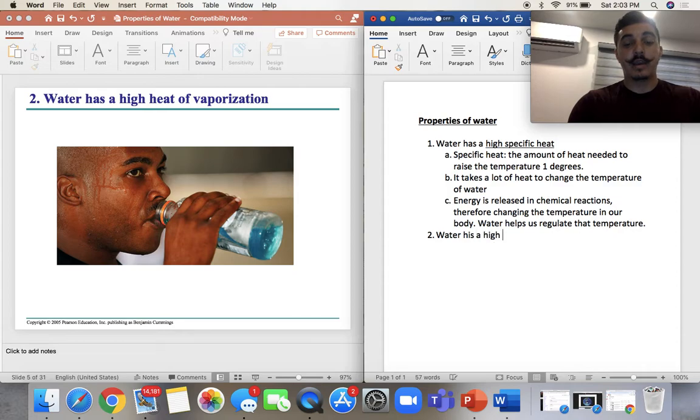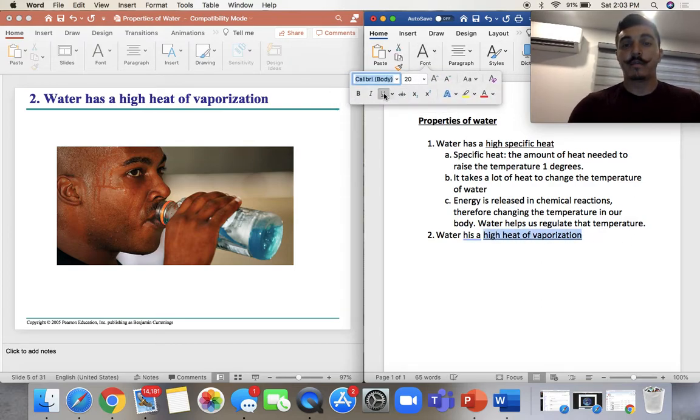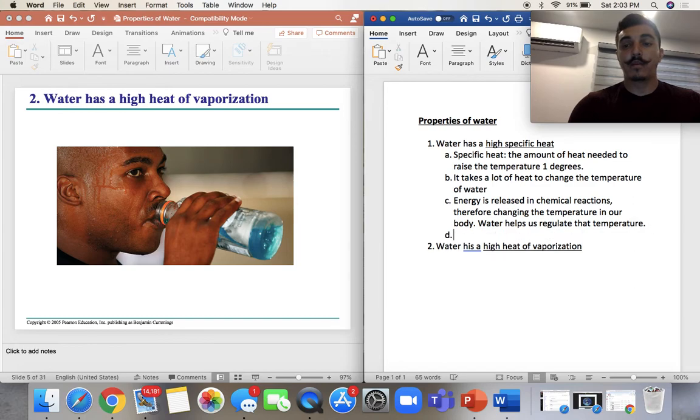Water has a high heat of vaporization. Okay. High heat of vaporization. What does that mean? That means just like specific heat, that it takes a lot to change the temperature 1 degree, it also takes a lot for water to vaporize.